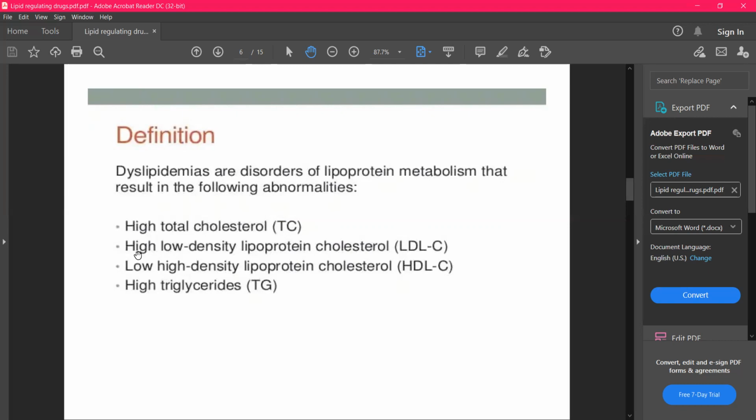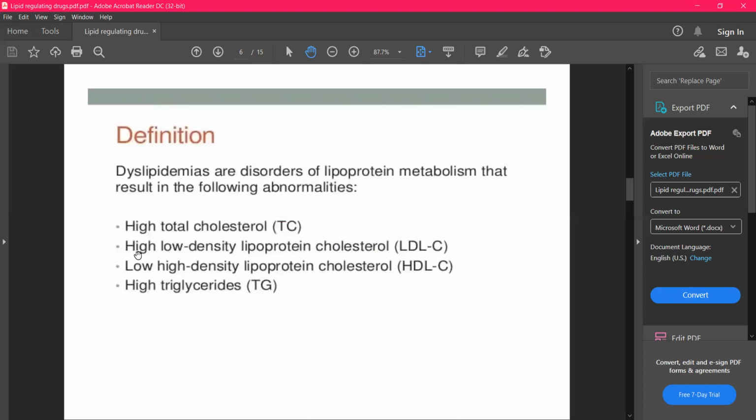Dyslipidemias are actually categorized into two: primary dyslipidemia and secondary dyslipidemia. Primary dyslipidemia is about genetics. Those disorders are genetically determined. Secondary dyslipidemias are a consequence of another condition. So it can be diabetes mellitus.